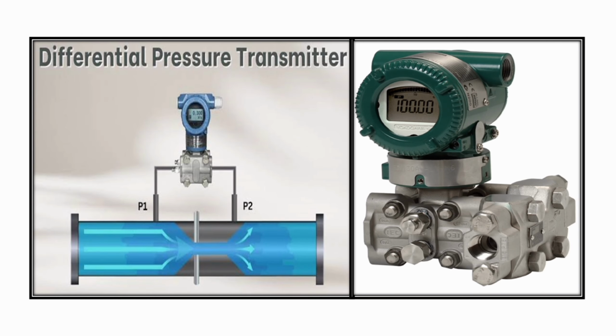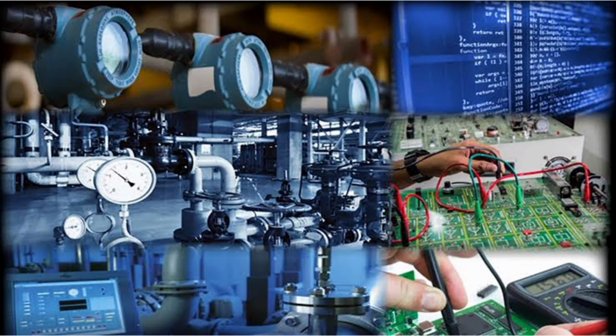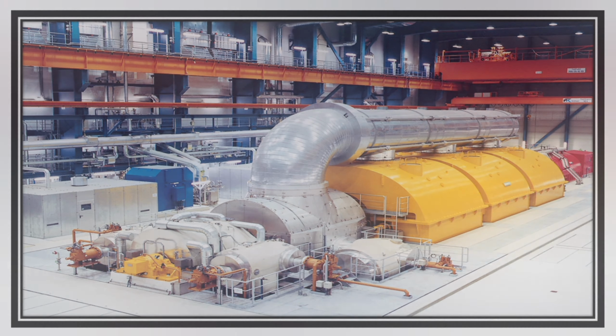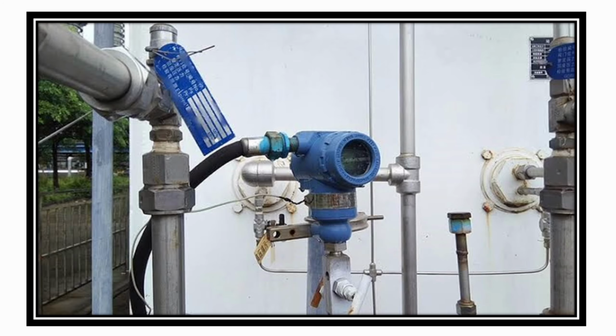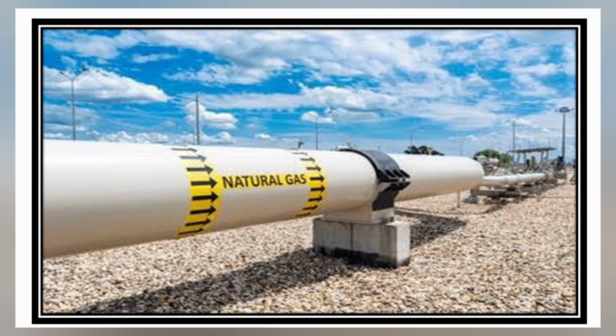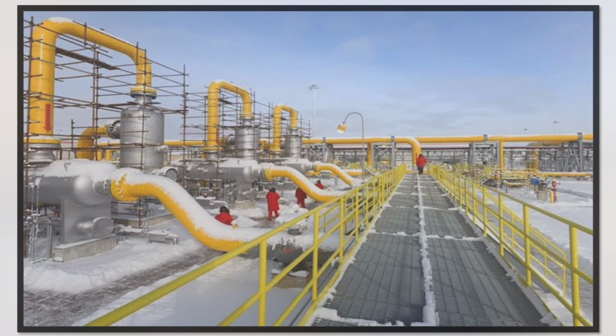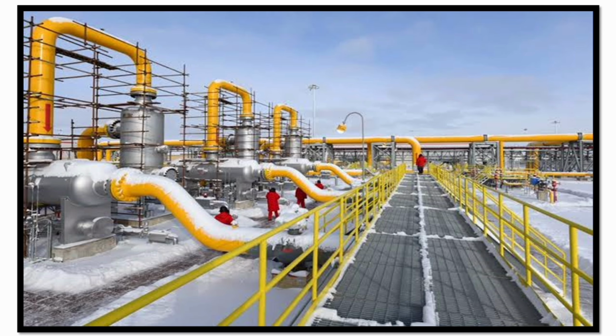Applications and benefits of this flow transmitter: differential pressure flow transmitters are widely used in various industries due to their accuracy, reliability, and cost effectiveness. They are particularly useful in applications where high accuracy is not critical, but reliability and durability are essential. Some common applications include measuring flow rates of liquids, gases, and steam in pipelines.